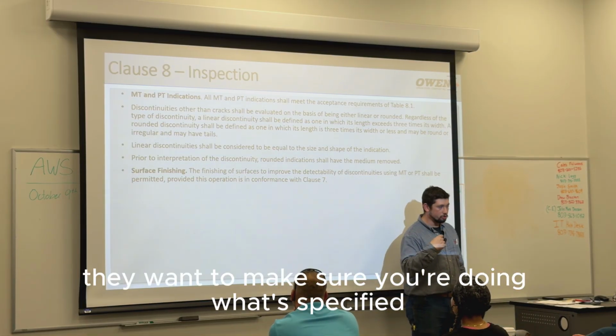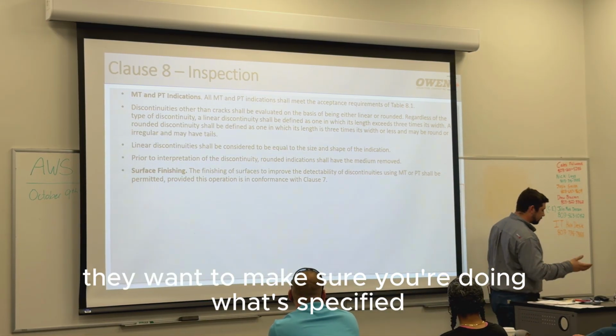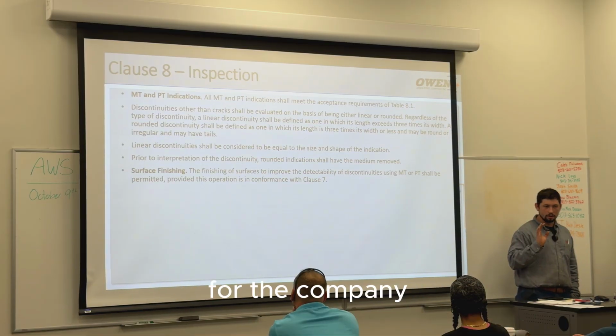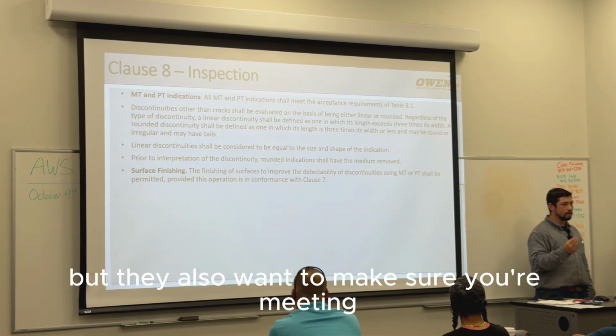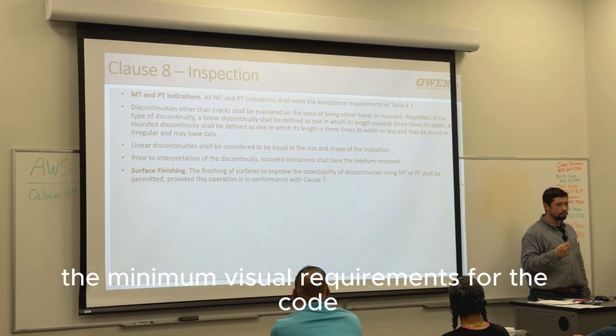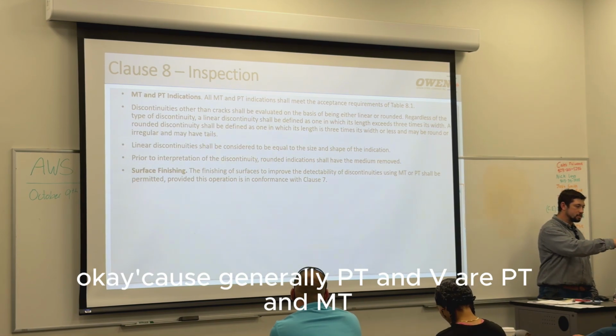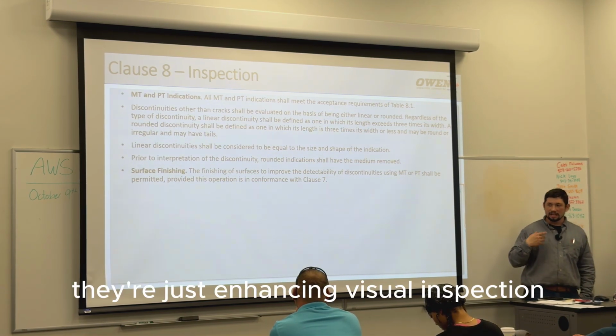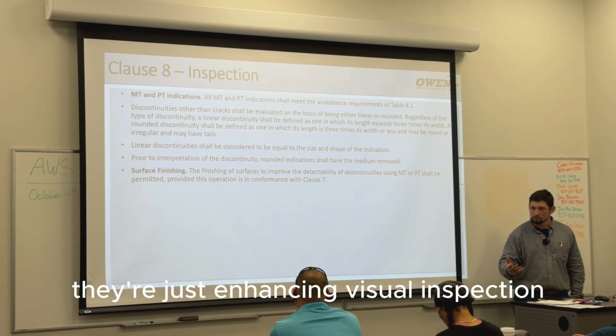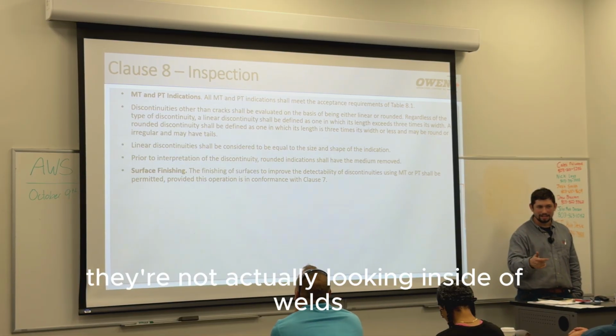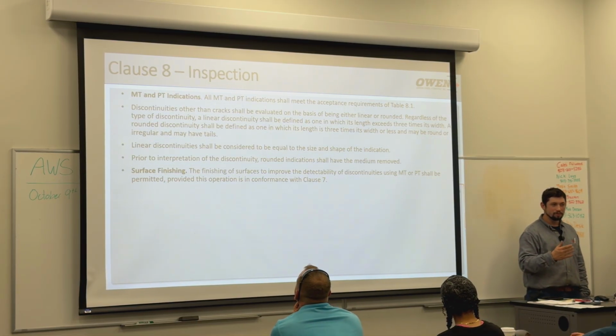So they want to make sure you're doing what's specified by your level 3 for your NDT for the company, but they also want to make sure you're still meeting the minimum visual requirements for the code. Okay? Because generally PT and MT, they're just enhancing visual inspection. They're not actually looking inside of welds. Okay?